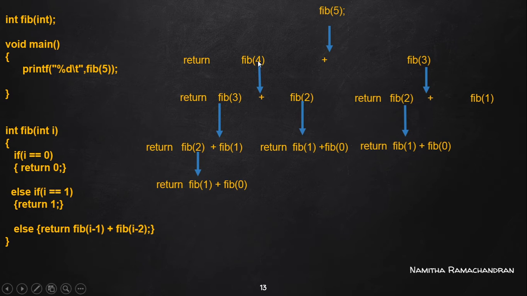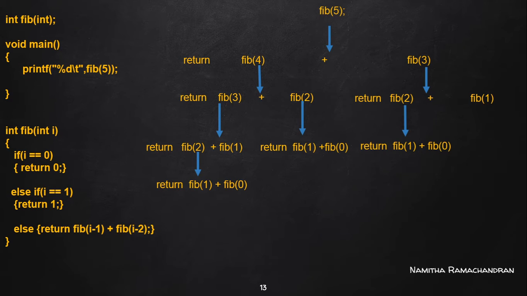Okay, so this fib of 4 again calls what? This 4 is not equal to 0, not equal to 1. So again execute the else part. So it returns fib of 3 plus fib of 2. Similarly, this fib of 3 is again not equal to 0, not equal to 1. So it returns fib of 2 plus fib of 1.